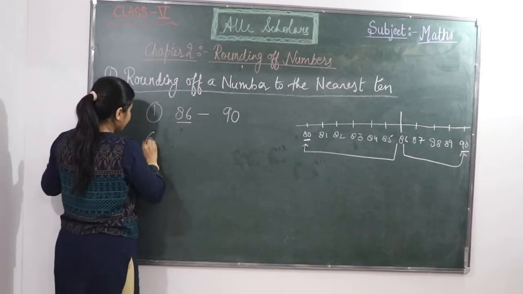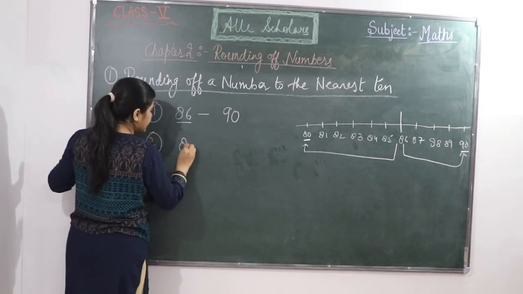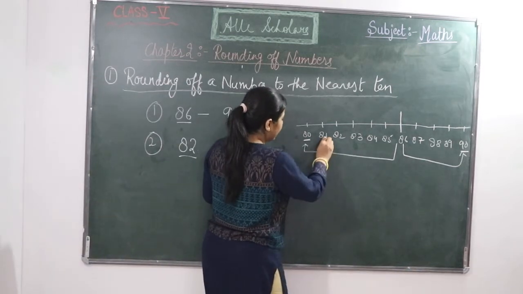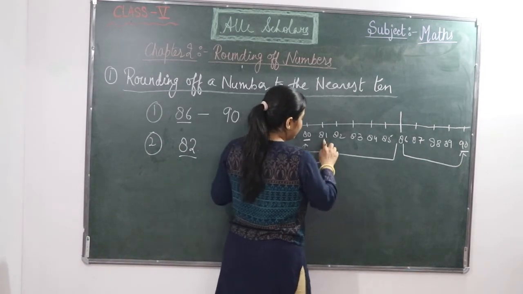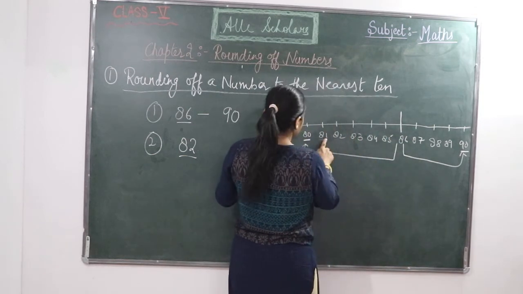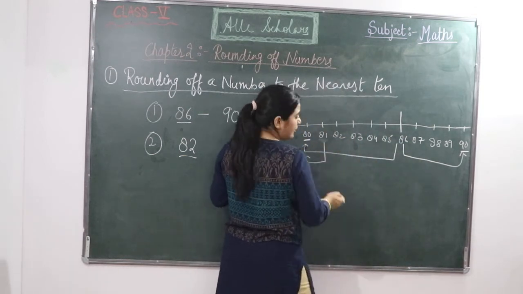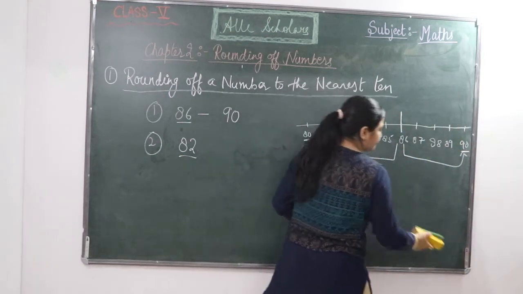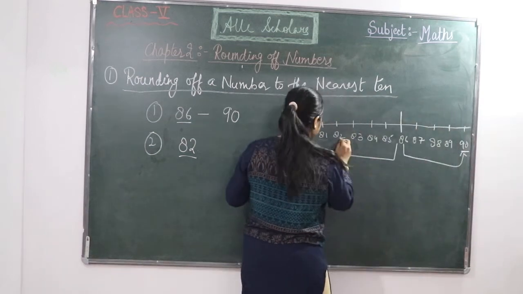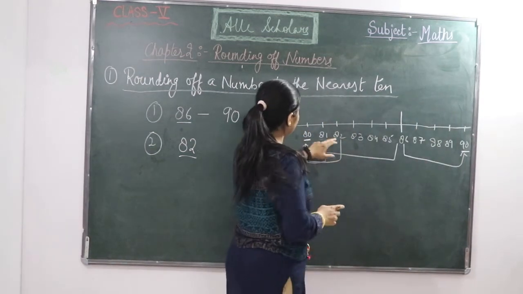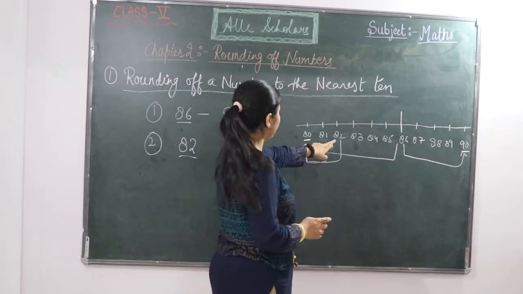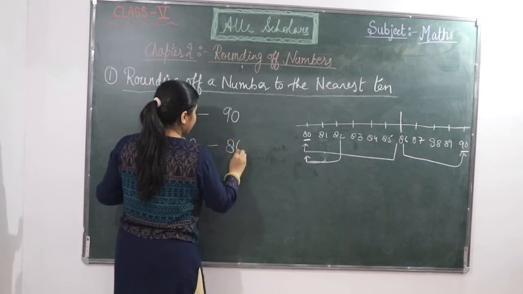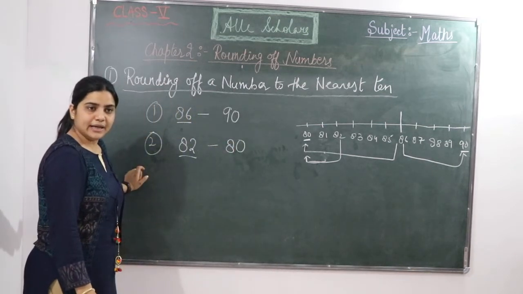Similarly, for the second example, let's take 82. Is 82 nearest to 80 or nearest to 90? 82 is nearest to 80. Only 2 is left, and 90 is far away. So 82 rounded to the nearest 10 will be 80.